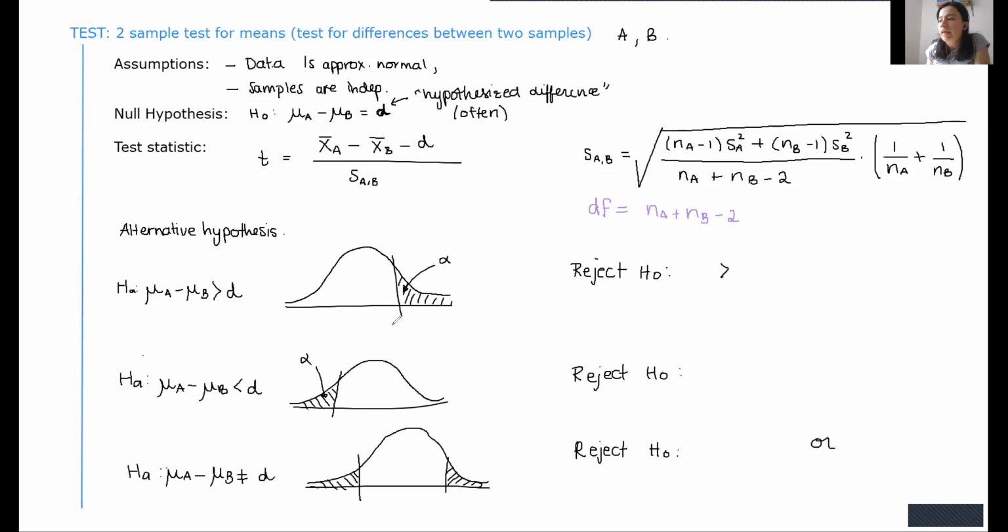Okay. And this is the same as usual, except here we have a T distribution. So this is T alpha. This is minus T alpha. This is minus T alpha over 2. And this is T alpha over 2.